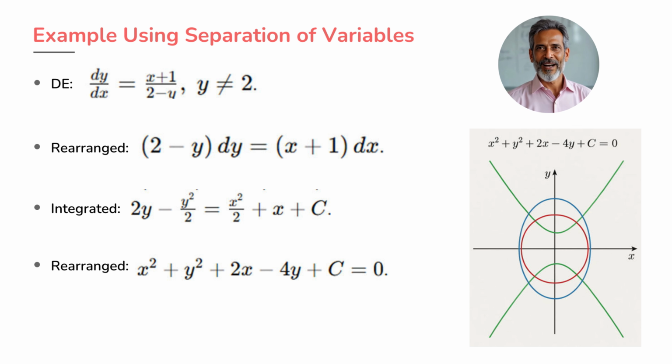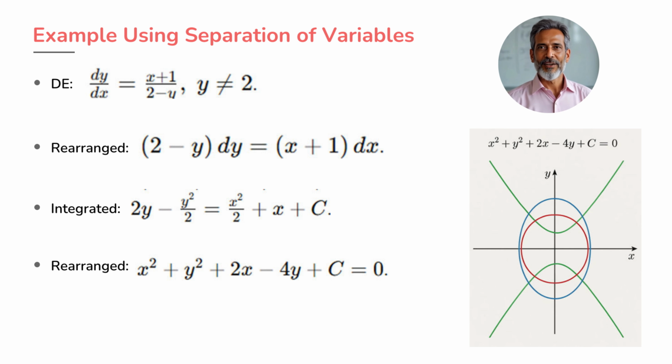Let's put this into action. Suppose our differential equation is dy by dx equals bracket x plus 1 bracket divided by bracket 2 minus y bracket, with y not equal to 2. Step 1. Rearrange. Multiply both sides by 2 minus y and by dx. That gives bracket 2 minus y bracket dy equals bracket x plus 1 bracket dx.